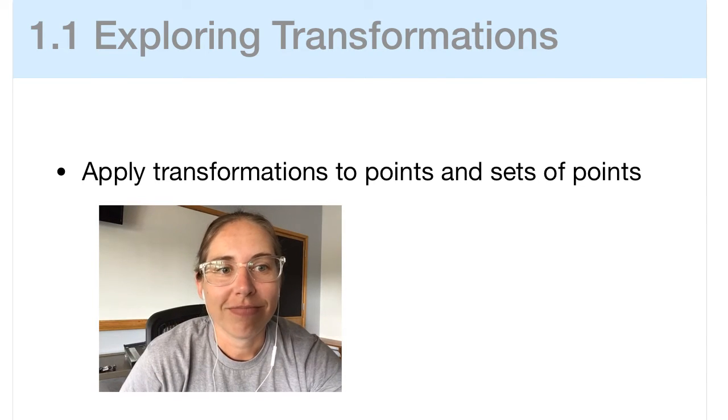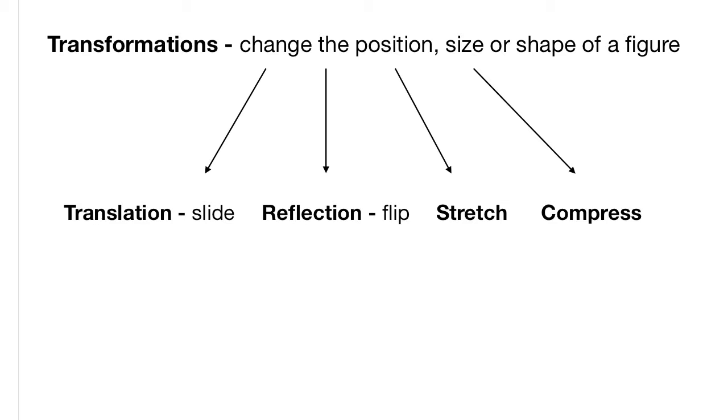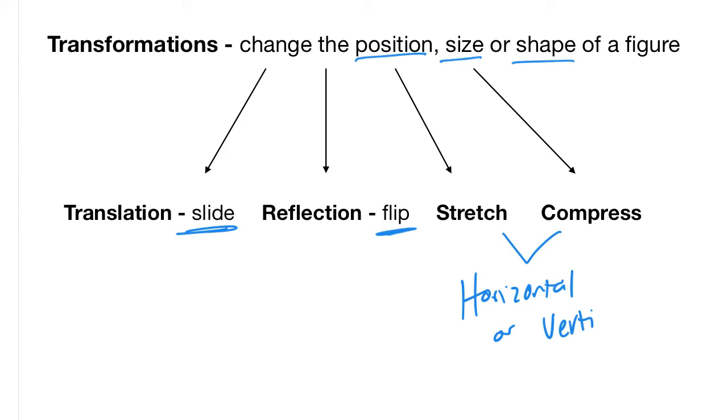Let's get started. You might remember from previous years that transformations change the position, size, or shape of a figure. A translation we also refer to as a slide. A reflection is a flip, and then a stretch or compression. They can be horizontal, like we'll see in a little bit, or vertical. So they can happen either way.